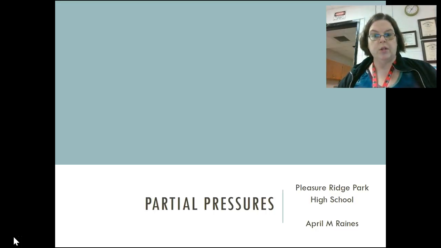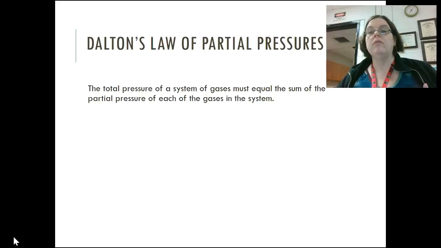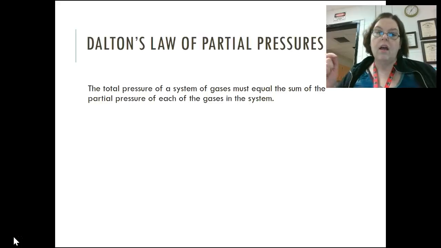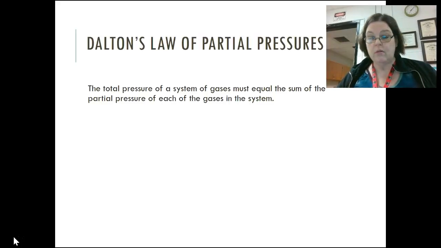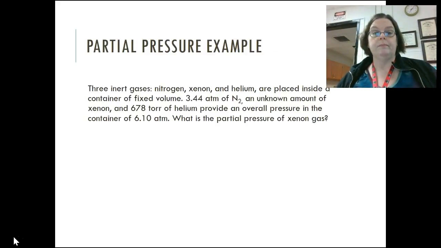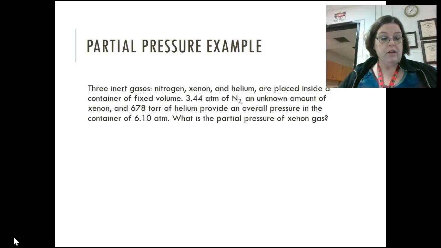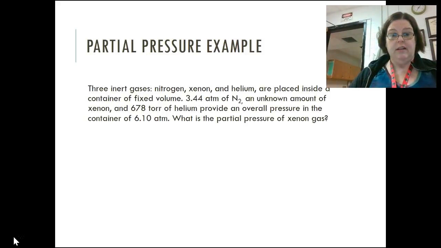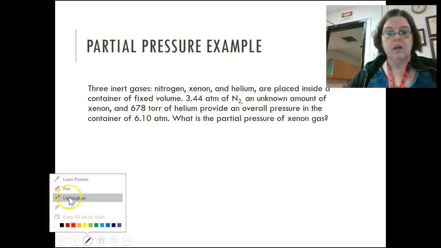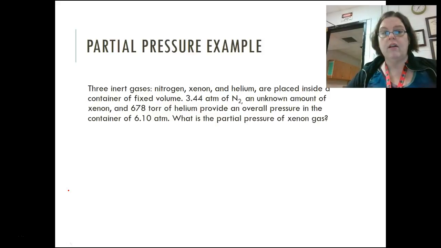So here we go, partial pressures. Partial pressures are really simple. Dalton discovered this when he was talking about the atom and the fact that he was mixing gases together, and he said that the total pressure of the system must equal the sum of the partial pressures of each of the gases. So the total pressure has to equal gas A plus gas B plus gas C. So if I have three inert gases here, nitrogen, xenon, and helium, placed inside a container of a fixed volume, then I know that 3.44 atmospheres of N2, that's the pressure of N2.